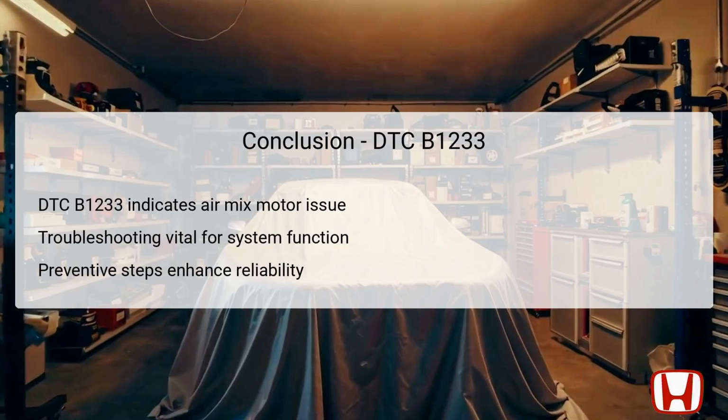In conclusion, the DTC B1233 indicates a significant issue related to the driver's air mix control motor circuit in the 2008 to 2012 Honda Accord. Proper troubleshooting is essential to identify and rectify problems, ensuring that the vehicle's climate control system operates effectively. This process includes specific steps for checking components, evaluating connections, and verifying system functionality following repairs.